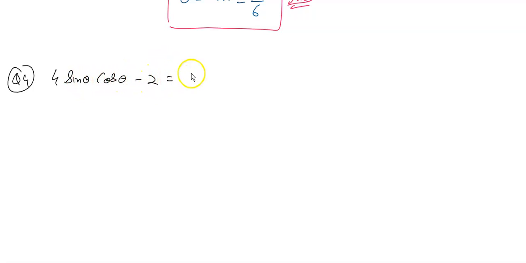Then question number 4. Question number 4 says 4 times of sin theta into cos theta minus 2 is equals to, not minus 2 into cos theta लिखा हुआ है, minus 2 into cos theta minus 2 root 3 sin theta plus root 3 equal to 0.